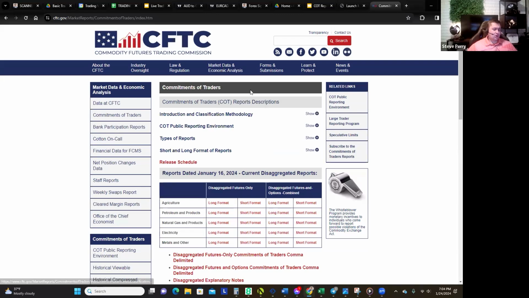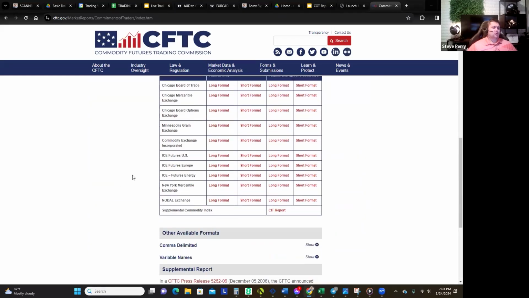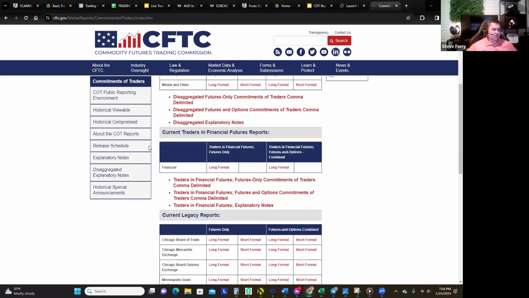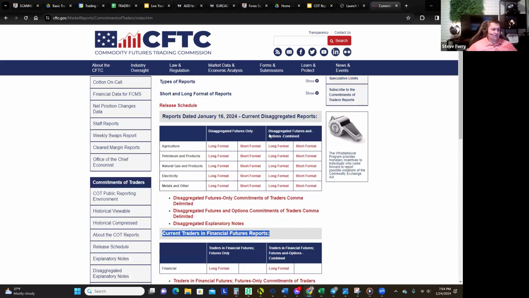And this is where all the COT reports are. So there's not just one COT report. There's COT reports that we call legacy reports that are on different exchanges. We have this financial futures report. And then we also have these disaggregated reports that deal with more commodities like agriculture, petroleum, natural gas, metals, electricity, and so on.